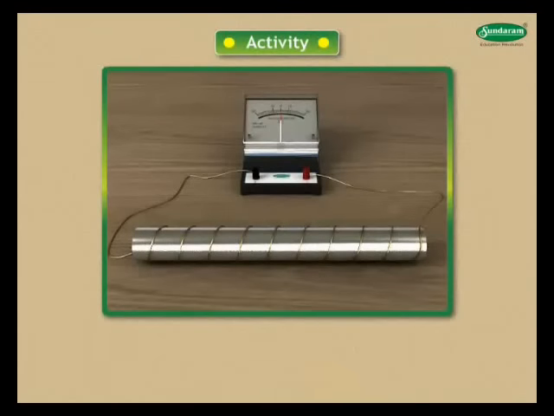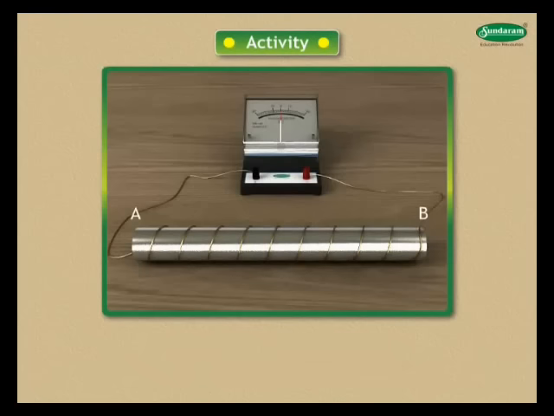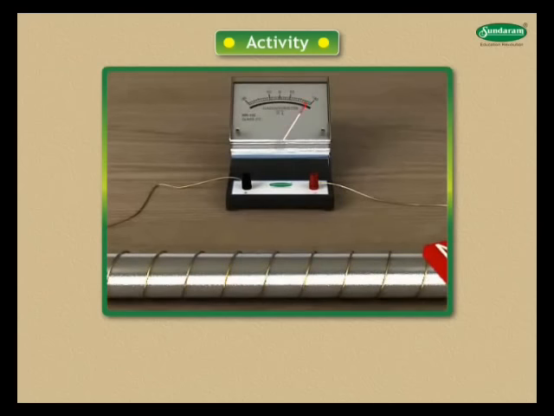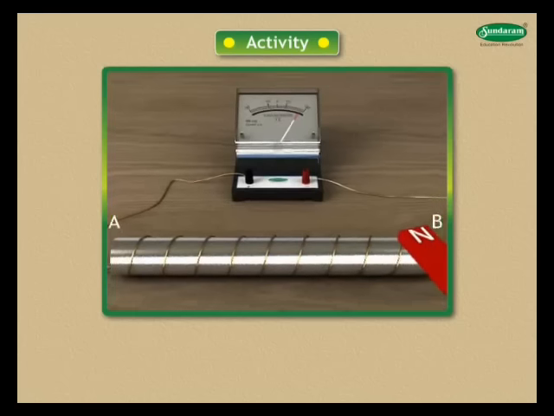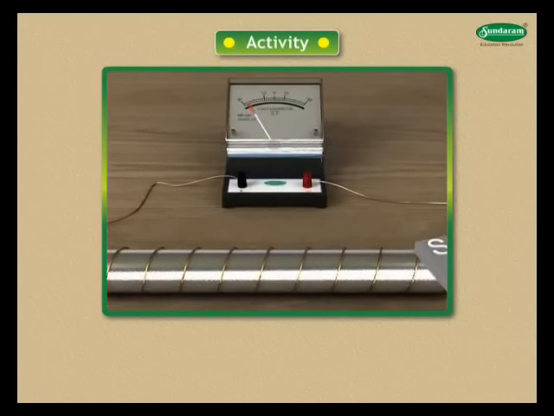Try this out. Take a coil AB having 10 to 15 turns. Connect the two ends of the coil to the galvanometer. Take a strong bar magnet. Move the north pole of the magnet towards the B end of the coil. Observe the deflection in the galvanometer. Note the direction of the deflection, that is, right or left. Now repeat this with the south pole. Again observe the deflection. Note its direction.